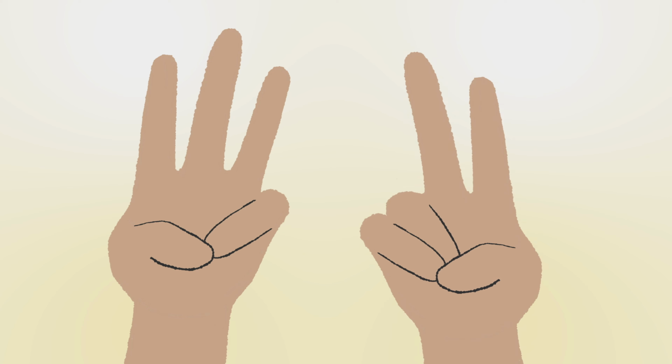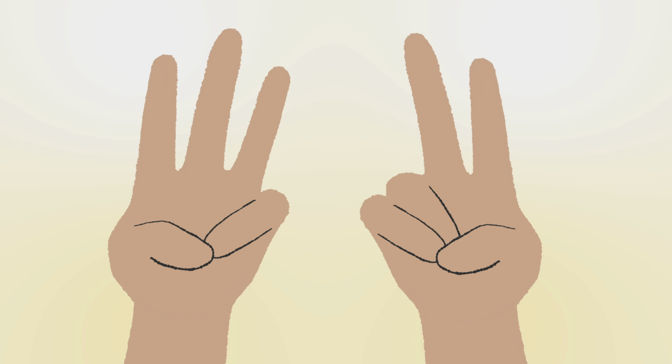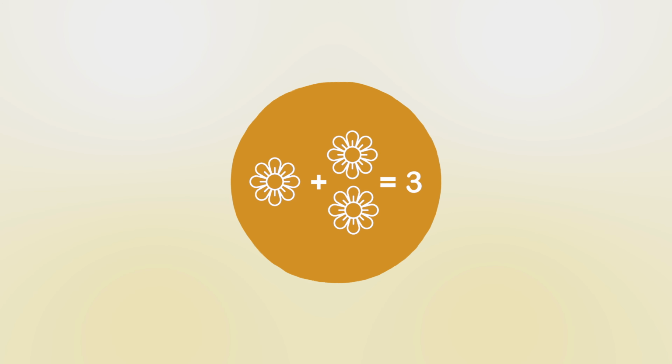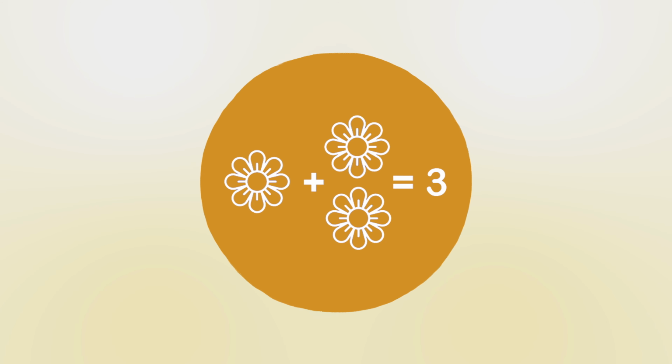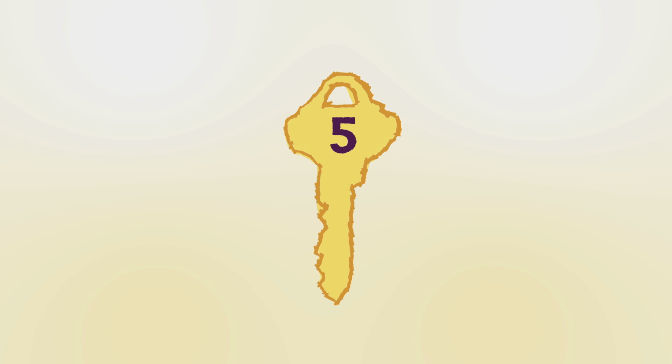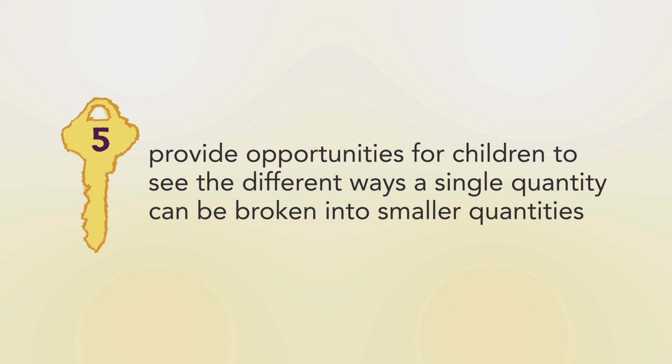Others will be ready to use their fingers to help them solve the problem, and still others will be able to access what they already know about numbers to solve problems with hidden results without needing anything to count at all. Your progress monitoring data for this module will help you think about the right level of support and challenge for each child. One last set of ideas and experiences that are very useful for helping children develop multiple ways to solve problems is represented by the 5th key instructional practice. Provide opportunities for children to see the different ways a single quantity can be broken into smaller quantities.